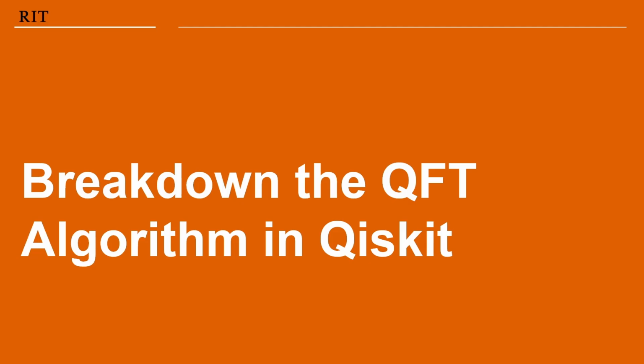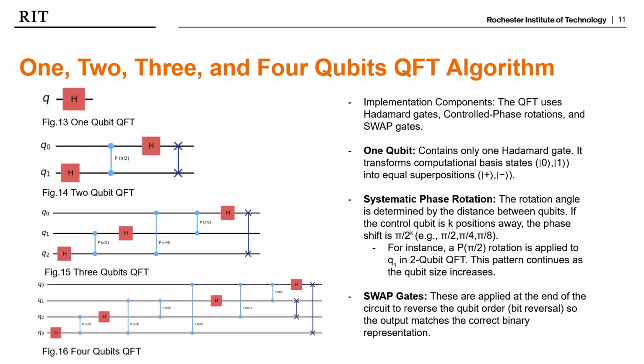Let's break down the QFT implementation for different qubit sizes. QFT uses Hadamard gates, controlled phase rotations, and swap gates. The only exception is the 1 qubit implementation.